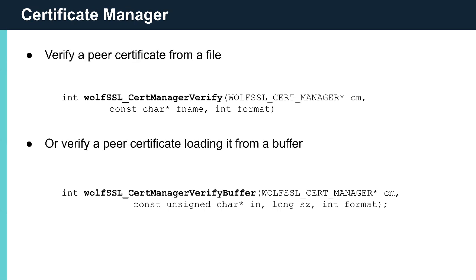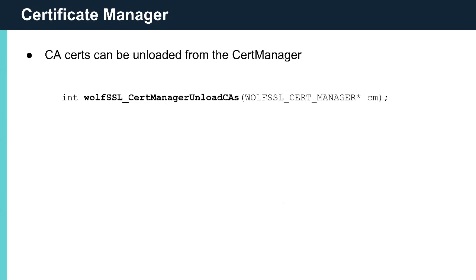So then when you're ready to verify a certificate, we have a cert manager verify API, which takes in the certificate that you're looking to verify. The first one here is taking in a file path in either a DER or PEM format, again, specified by the last argument. If you don't want to work with files and you just want to work with memory buffers and arrays, that second API at the bottom is doing the same thing, verifying the certificate, but this time taking in a C array of size SZ in the right format specified as the last argument. If you want to unload all the CAs that you loaded into the cert manager, you can do so by calling wolfSSL_CertManagerUnloadCAs.